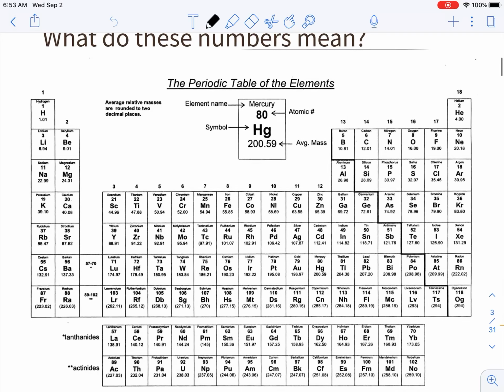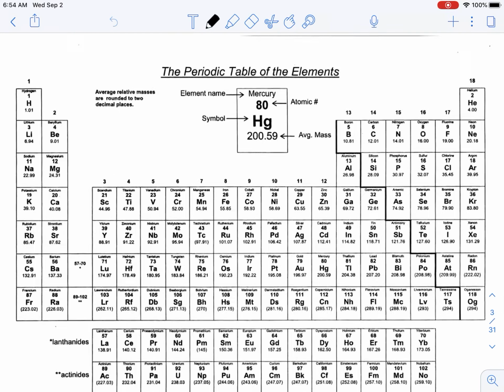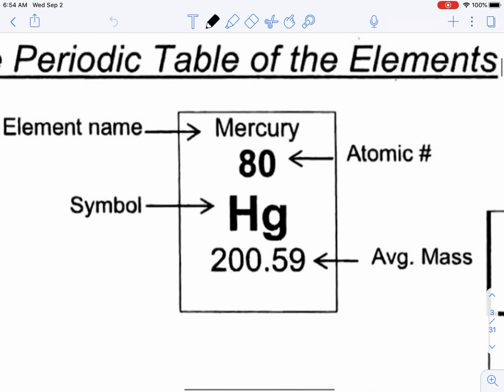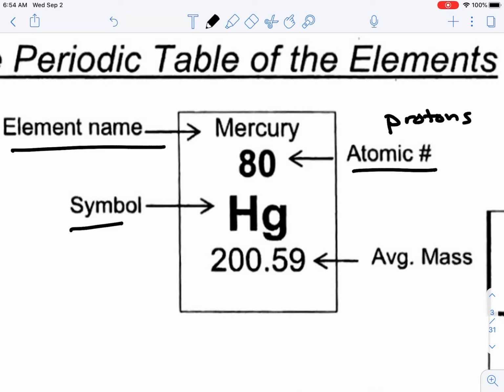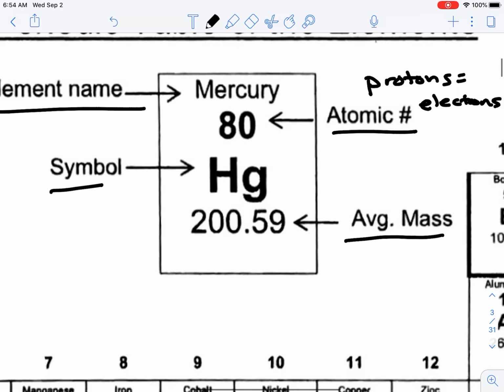And so in looking at this periodic table, we can look at any of these elements. So let's look at the example, Mercury. The name is given. The atomic number is given, which remember is the number of protons. The symbol is given, and then the average mass. And another thing: when you have the atomic number, if there's no charge on the element or ion, protons are equal to electrons. So the proton number would be equal to the electron number.